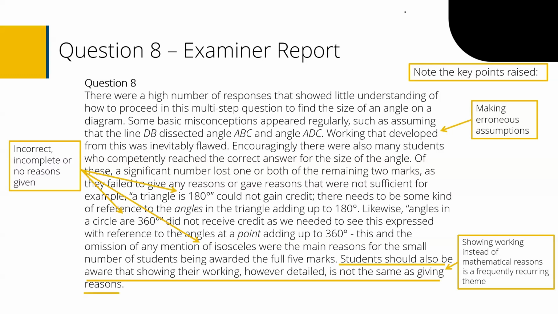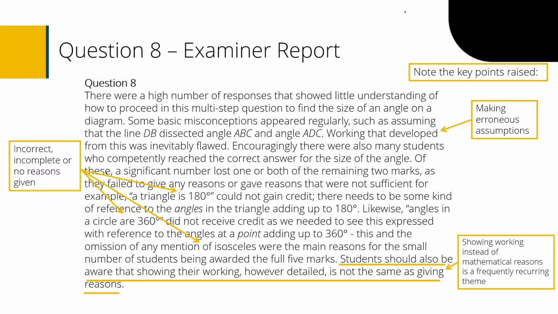Of these, a significant number lost one or both of the remaining 2 marks, as they failed to give any reasons or gave reasons that were not sufficient. For example, "a triangle is 180" could not gain credit. And again, that's important. The way they write the sentence is important here. There needs to be some kind of reference to the angles in the triangle adding up to 180. Likewise, "angles in a circle are 360" did not receive credit, as we needed to see this expressed with reference to the angles at a point adding up to 360.